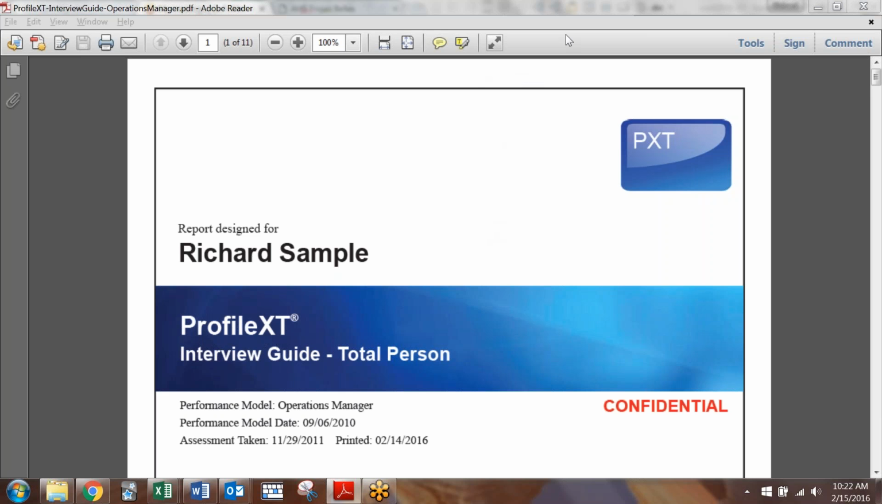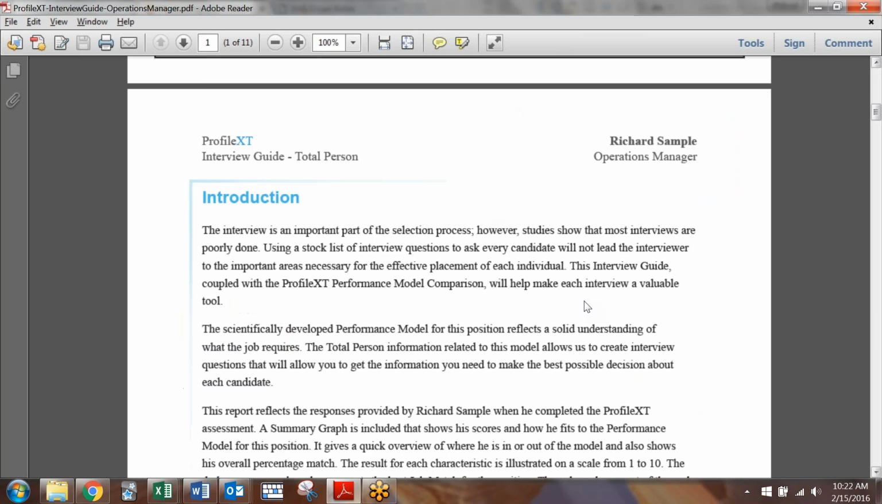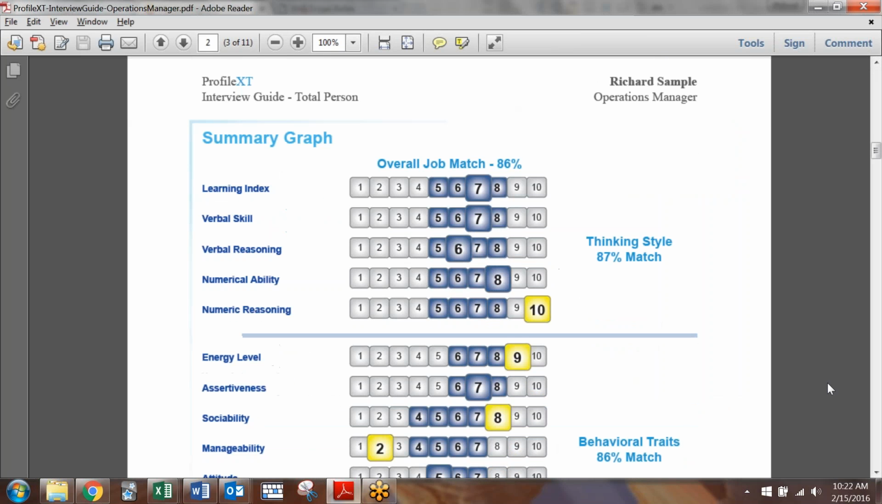Hello, this is Richard Payton, and I'm going to go over the ProfileXT report, and particularly I'm going to be discussing the interview guide, which, when you scroll down to this page, has the summary graph.